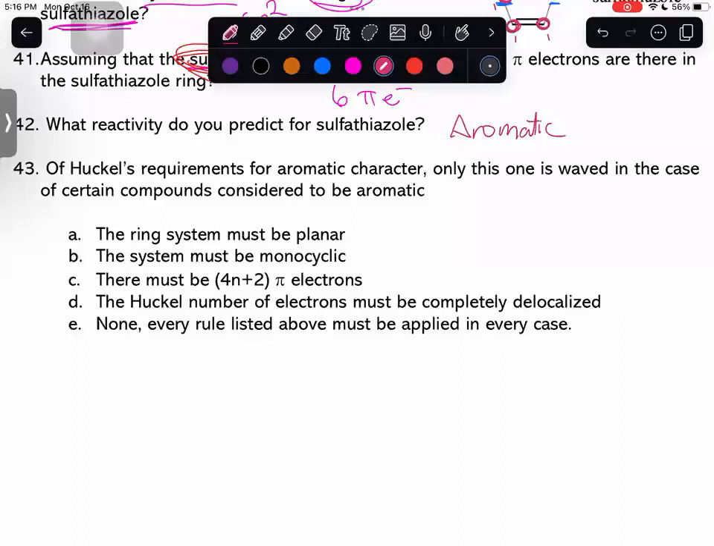Okay. Answer for 43. You guys are correct. It is going to be B. That's completely okay. So, Huckel's rule, remember, is one of the rules for aromatic compounds. So basically, it's just asking you which of the following statements is not one of the rules for aromatic systems. So let's look at each one of them.